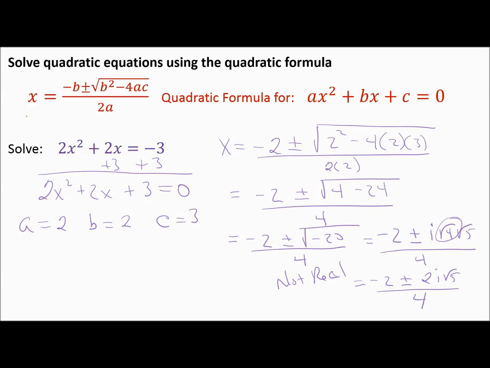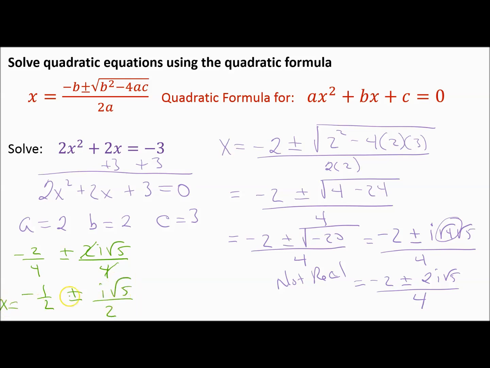Okay. I can split this up, so I can say negative 2 over 4 plus or minus 2i square root of 5 over 4, and then reduce these fractions to lowest terms. So this is negative 1/2 plus or minus this 2 and this 4, leave a 2 in the bottom, i square root of 5 in the numerator.